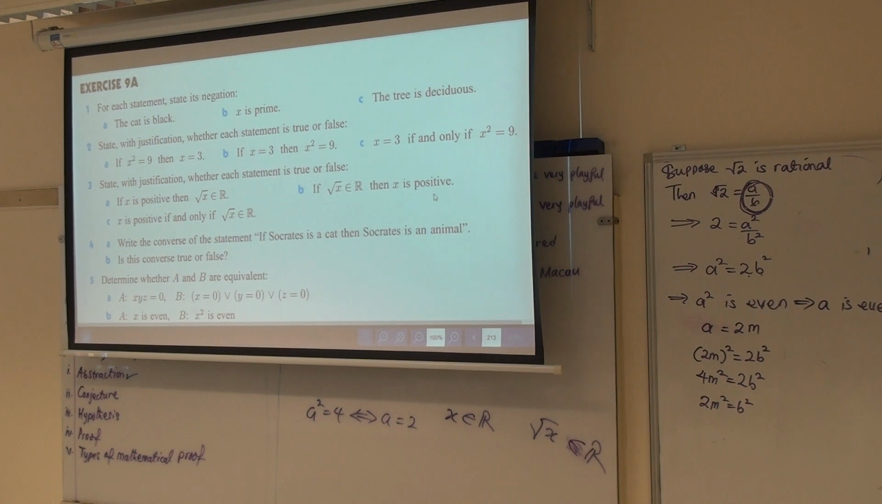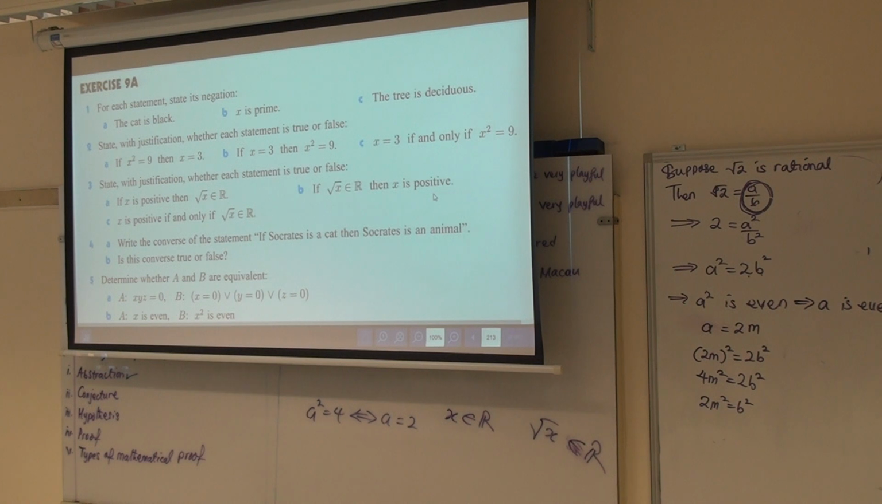What will be the converse of that statement? This is actually a good example that I was looking for. If Socrates is an animal, then Socrates is a... Yeah, that's the converse. But is the converse true? Is the converse true? No.